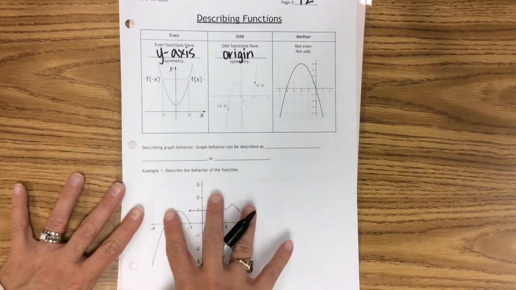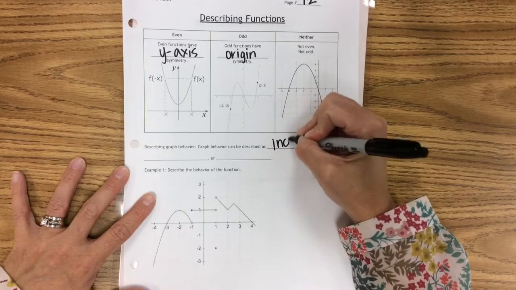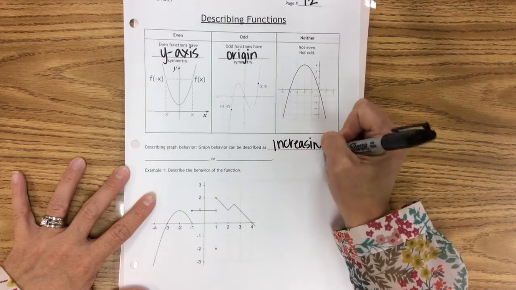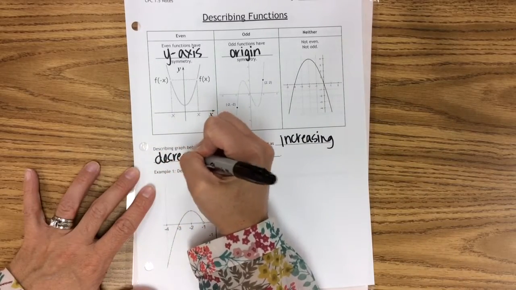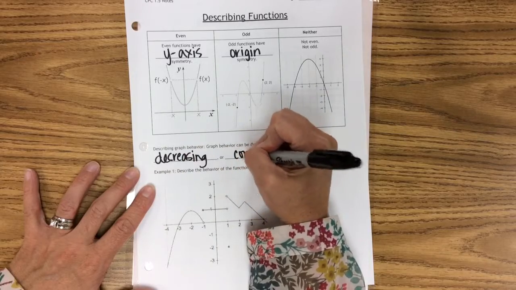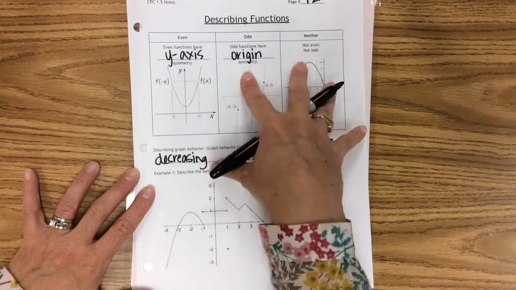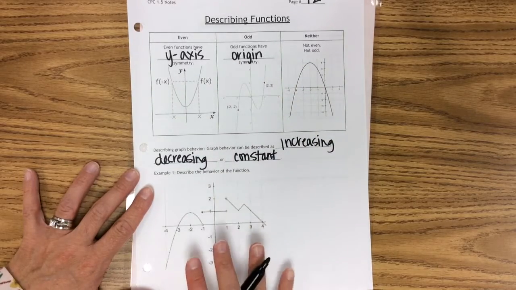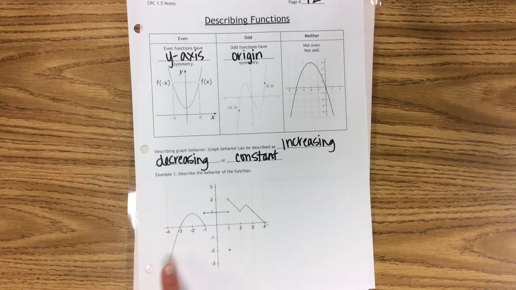So, second part of this is describing graph behavior, and you can either call it increasing, decreasing, or constant. Again, these are just another way to describe a function. These are vocab words. So when you look at describing a function, you can decide as you move across from left to right if something is increasing, decreasing, or constant.